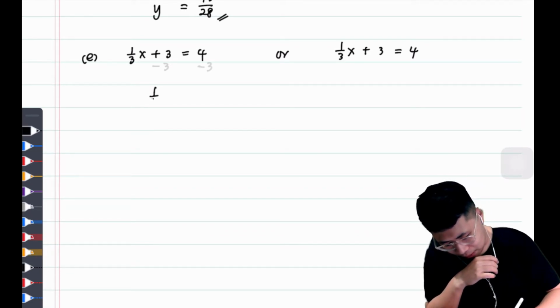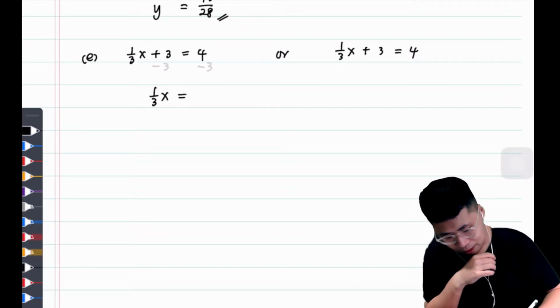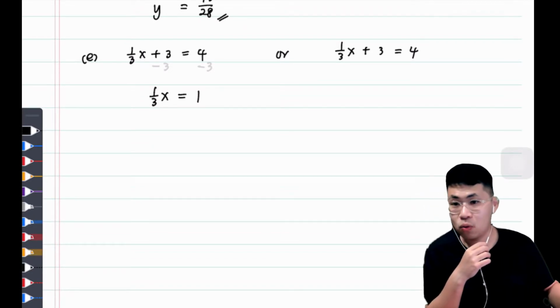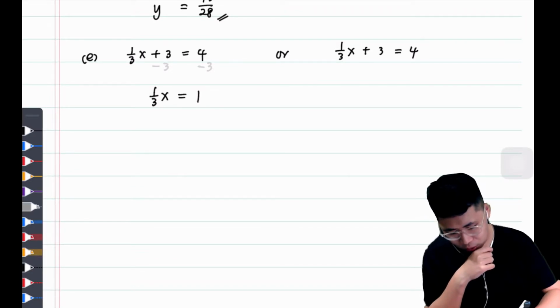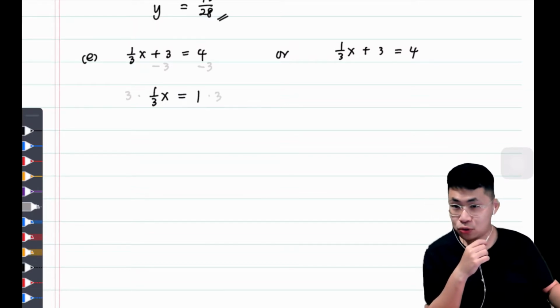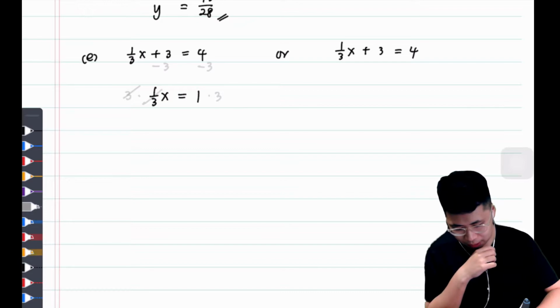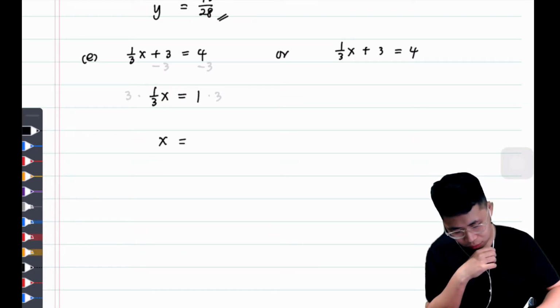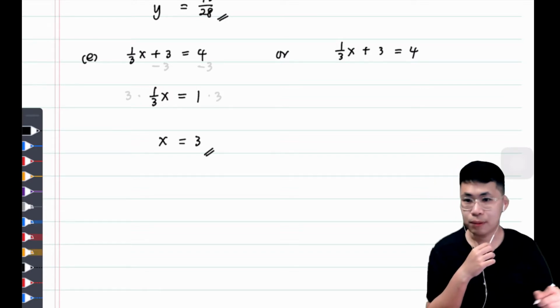So on the left, I'm left with 1 over 3x, and 4 minus 3 on the right will give me 1. So over here, how do I get rid of this 1 over 3? I can multiply by 3. So let me put a dot 3 on the left, and then multiply by a 3 on the right. So this will cancel to give me just 1x. On the right, 1 times 3 gives me 3.